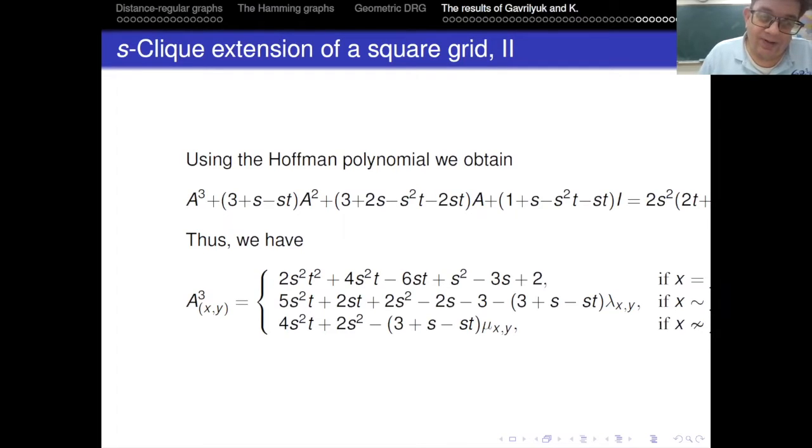The formulas are a little bit too long, so I have to figure out what to do with them later. But using the Hoffman polynomial, we obtain that we have this cubic polynomial.